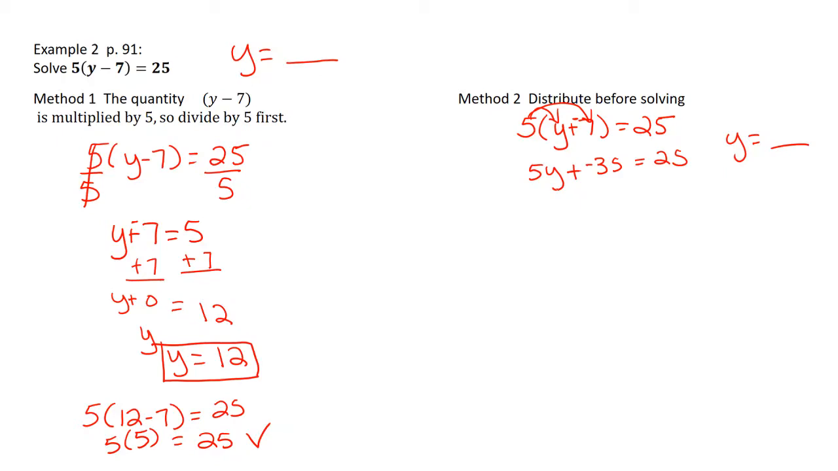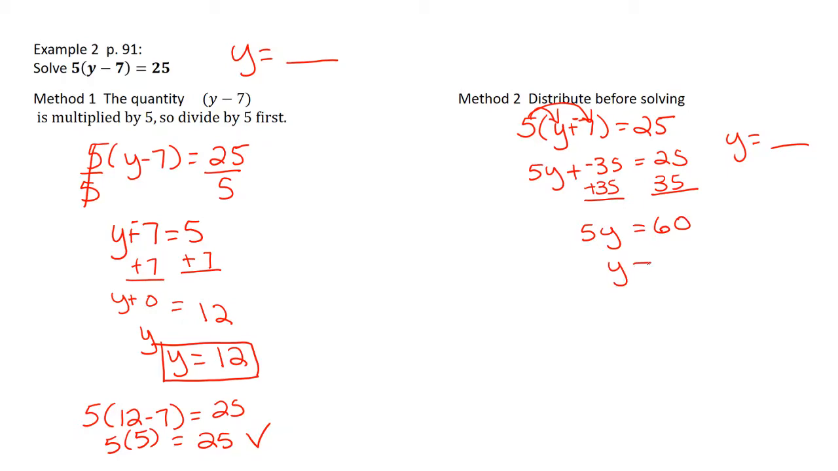Well, right now 5y has negative 35 added to it. So let's get rid of that negative 35 by adding 35 to both sides. If you do it on one side, you have to do it on the other. So negative 35 plus a positive 35 is 0, so that just leaves us 5y is equal to 60.